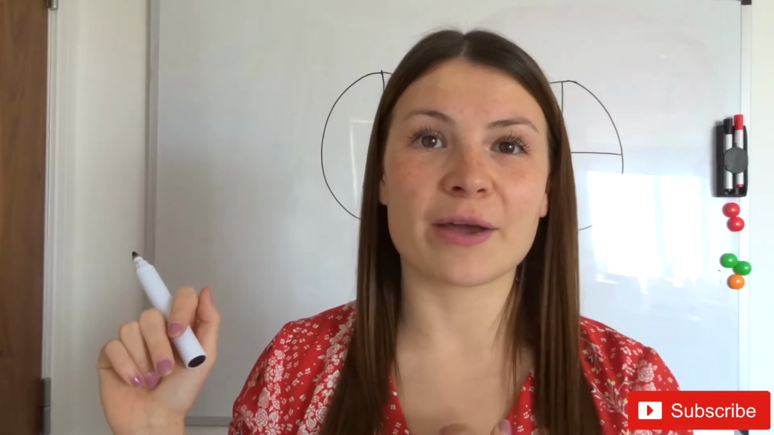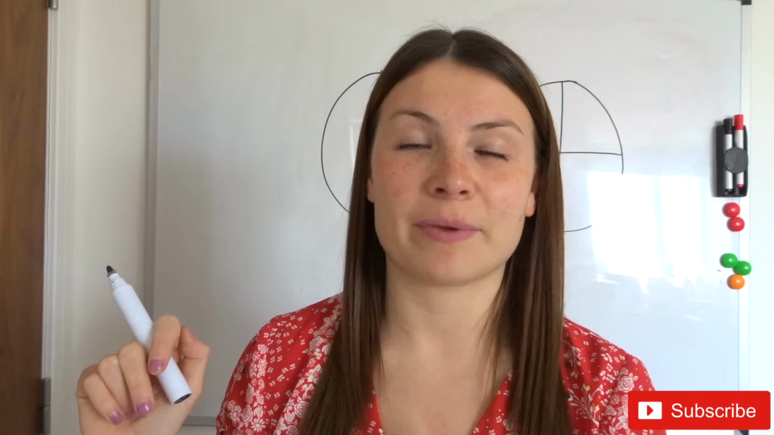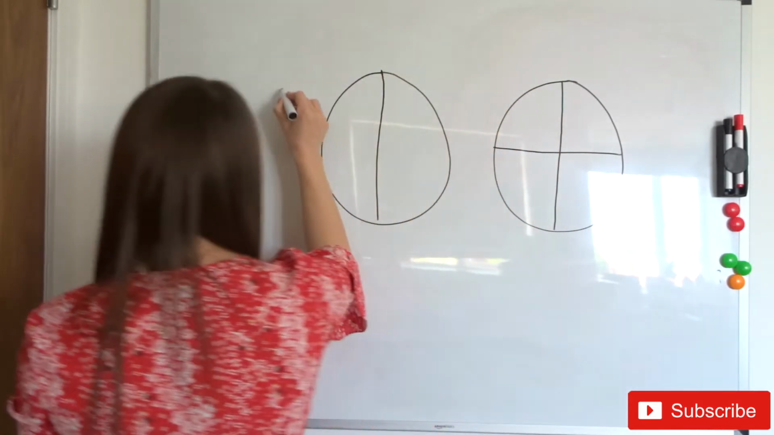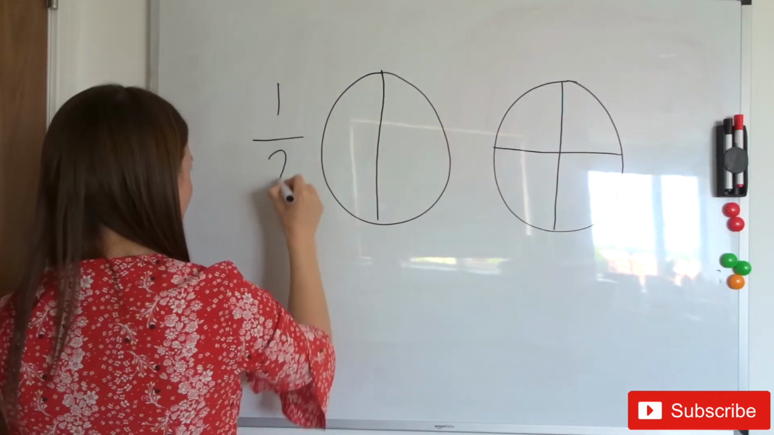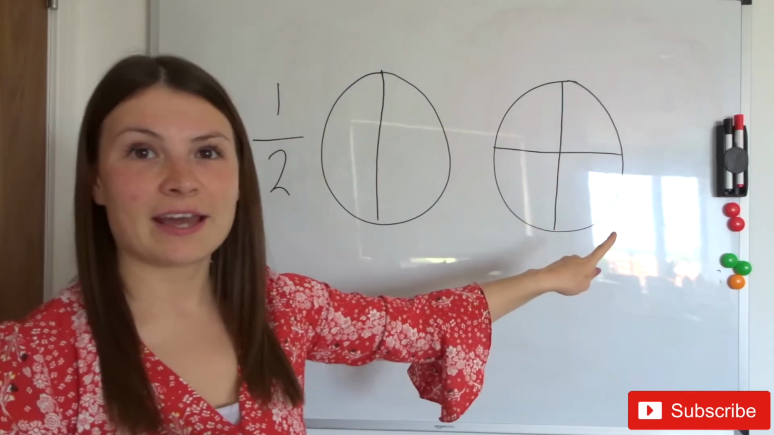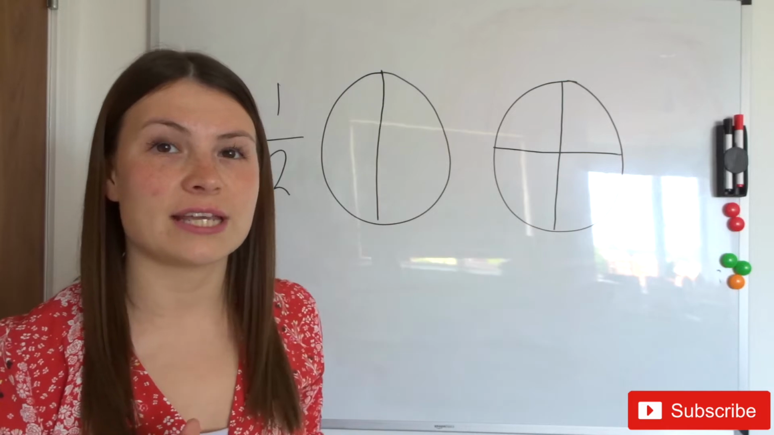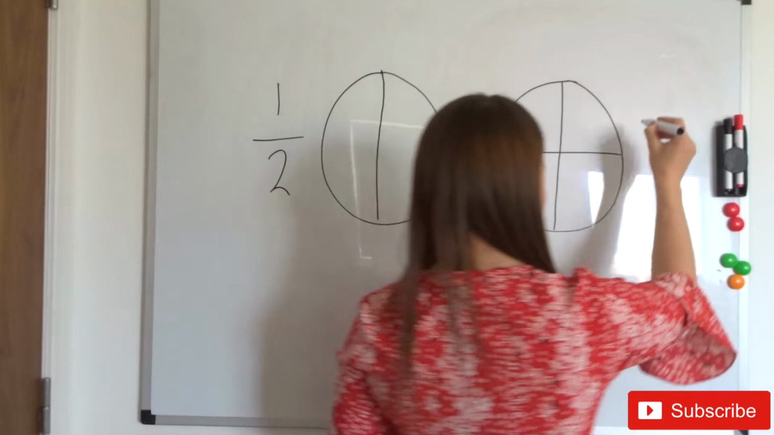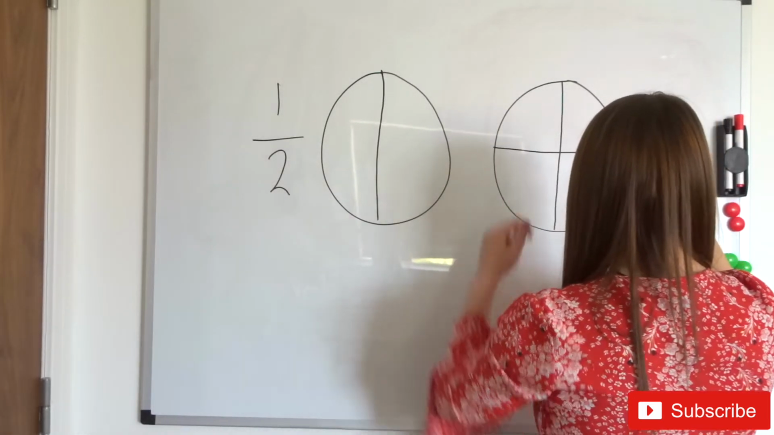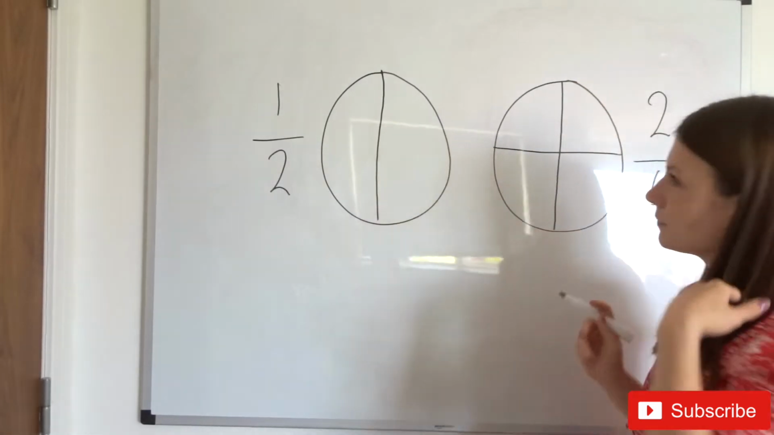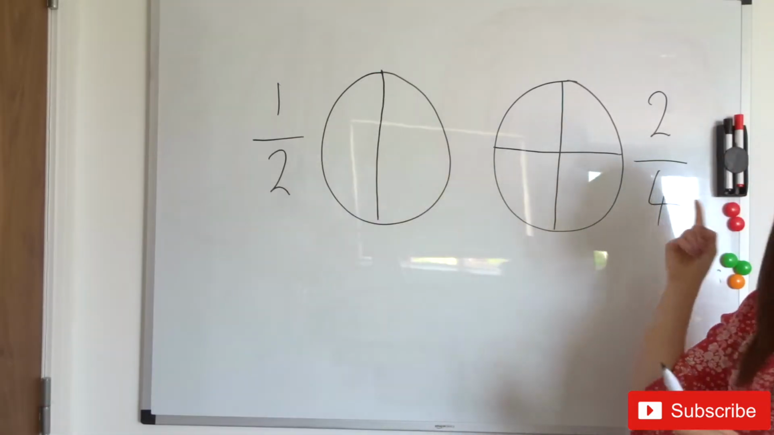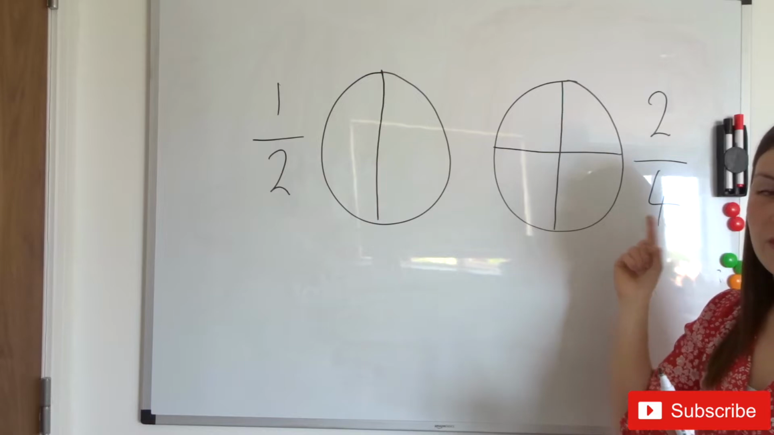This pizza, I'm going to eat half of that pizza. Have a think about what that fraction looks like. Half. And over here, my friend is going to eat 2/4 of that pizza. Okay, so I have eaten half and my friend has eaten 2/4 of this pizza.